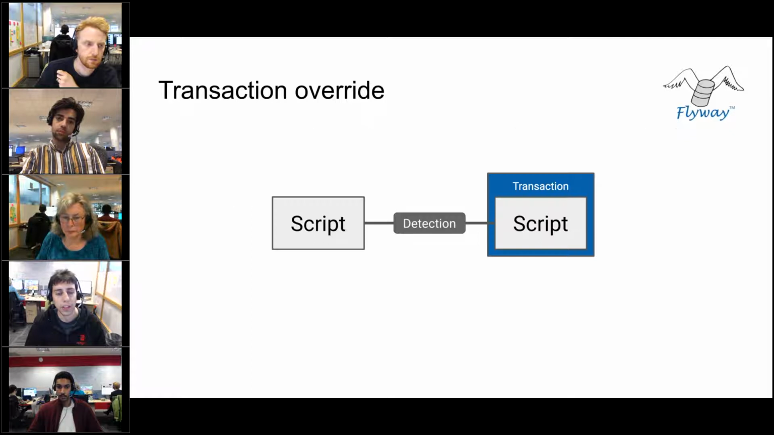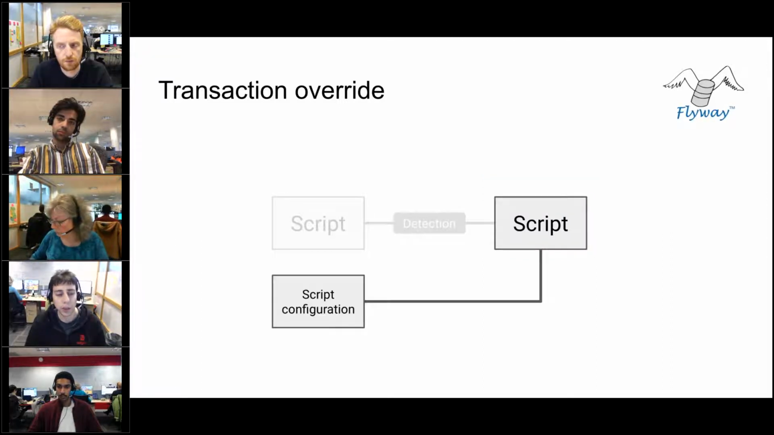So the way it works is at the moment we read the contents of the script and then it goes through this detection process. And then if we think that it's okay to run that inside of a transaction, then we favor that and then we wrap the script in the transaction before running it. But if you think that you know better, that you want to run outside of a transaction for some reason, or just because the script doesn't run inside of a transaction, then you can provide some script configuration to tell Flyway not to run that script inside of a transaction.